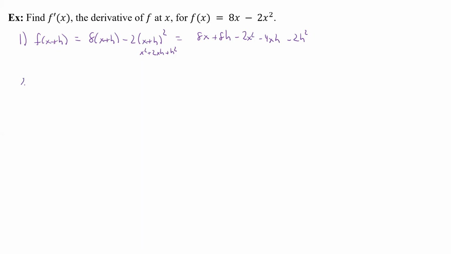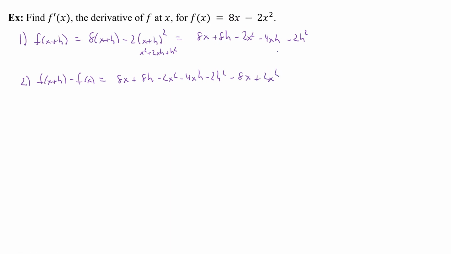Now, second step, we're going to find f of x plus h minus f of x. Well, what we're going to do basically is take this and then subtract off this. So we'll have 8x plus 8h minus 2x squared minus 4xh minus 2h squared. And then we're going to subtract off that, so that becomes minus 8x. Subtract that becomes plus 2x squared.